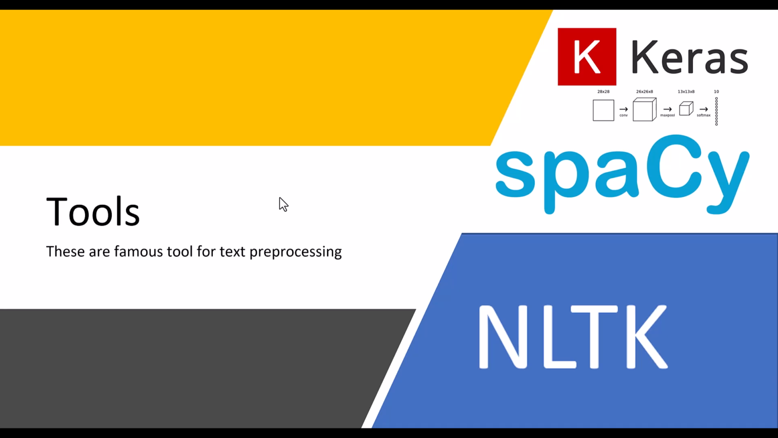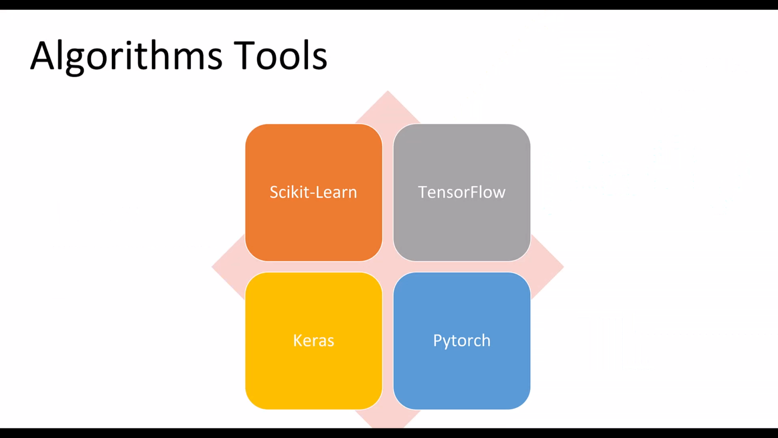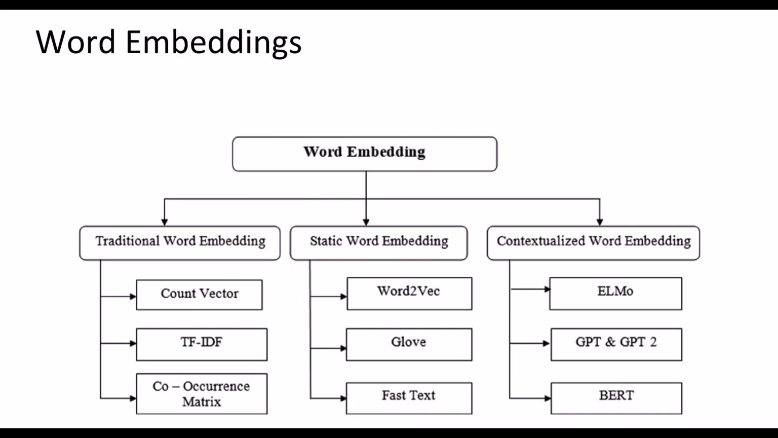So here are some of the tools for natural language processing, like Keras, SpaCy, NLTK, Hugging Face, PyTorch, TensorFlow. All these are tools to use for natural language processing. Some of the algorithm tools we have are like PyTorch, TensorFlow, Scikit-learn, Keras, Hugging Face, Python. So all these are the algorithms or programming languages or frameworks which we use to design our NLP applications.